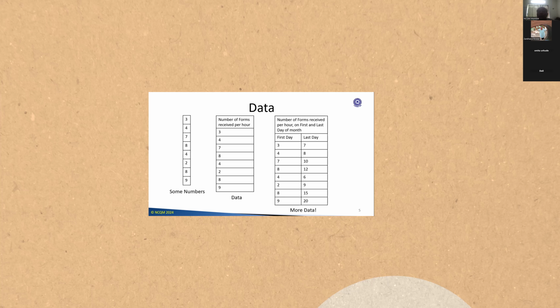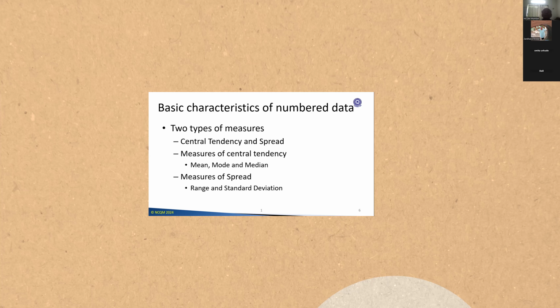So I need a sample from every day, then it will give me the correct estimate of the average and range. There is a variation in day-to-day performance, so we have to take a sample from every day and not rely on the sample from the first day and last day. Otherwise, it will be a misleading representation of the population. Clear? Yes, sir. Okay. So, basic characteristics of numbers.